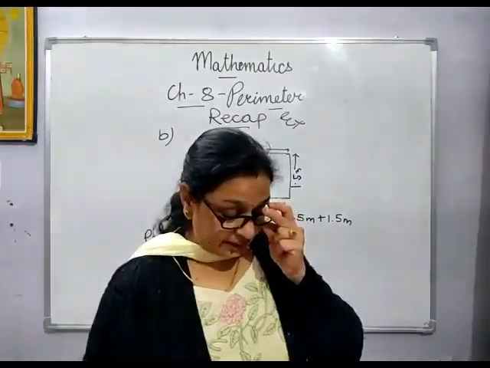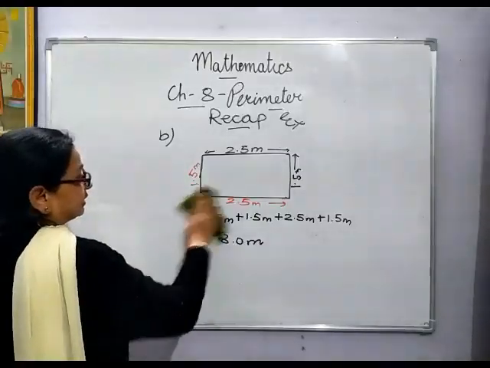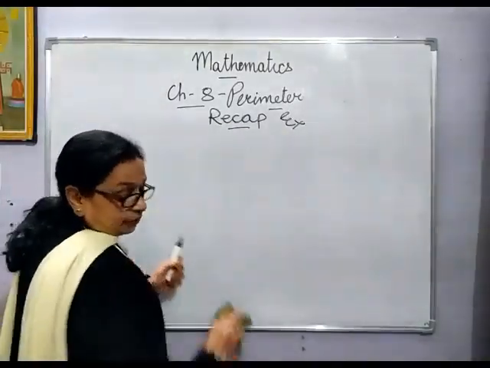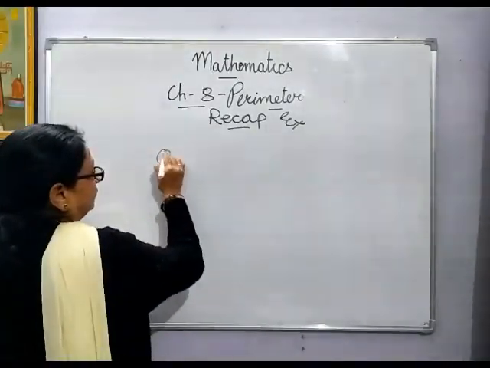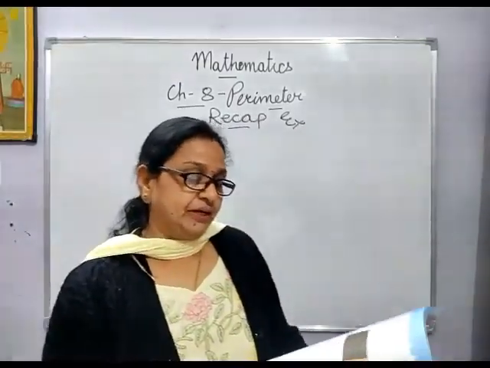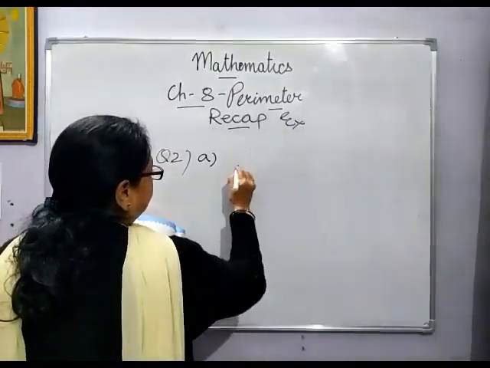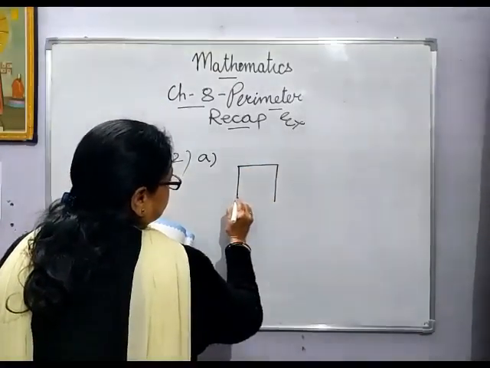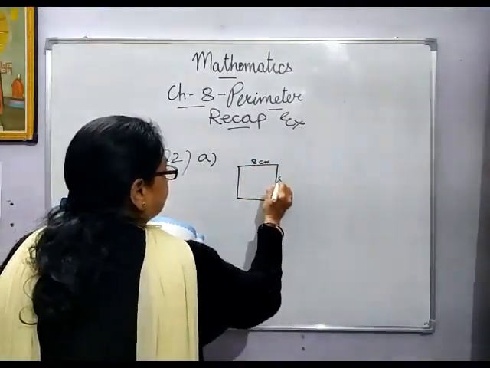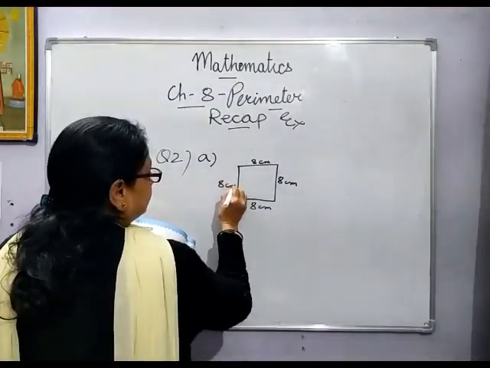Okay, now see the second one. I'll be explaining only one out of this recap exercise. Then see the next one, question number 2. In this, the first figure is a square. These are the line segments, and it is 8 centimeter, 8 centimeter, 8 centimeter, 8 centimeter.